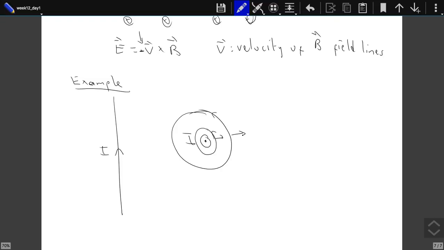So what's the direction of the electric field now? It will be in the direction of minus V cross B, or B cross V. Let's say at this point, B is upward, V is towards the left. So the induced electric field will be downward. It will be into the screen.